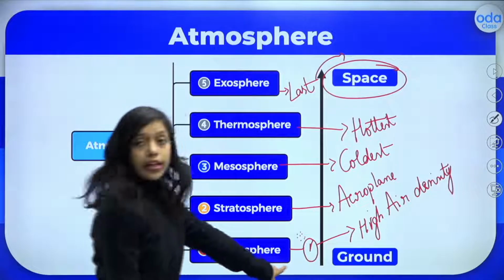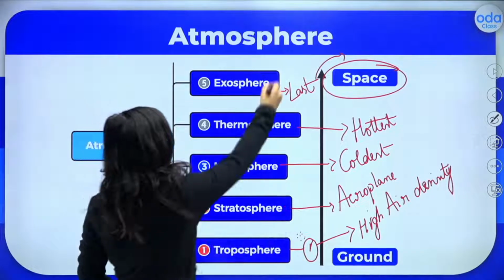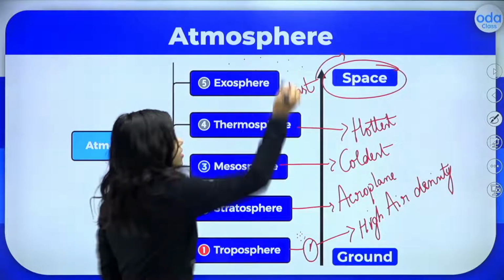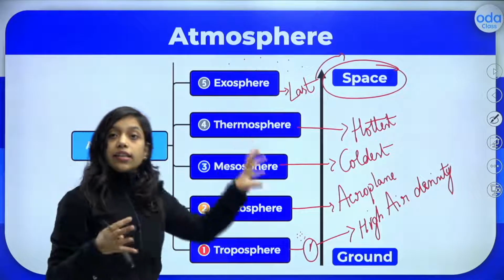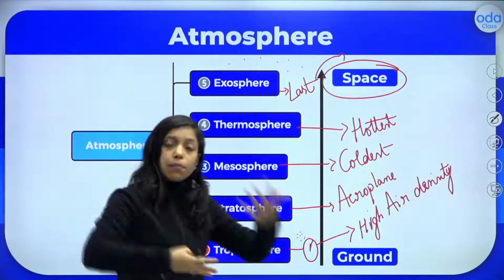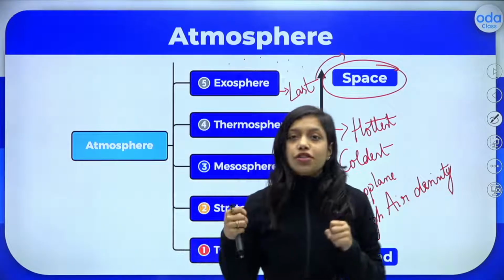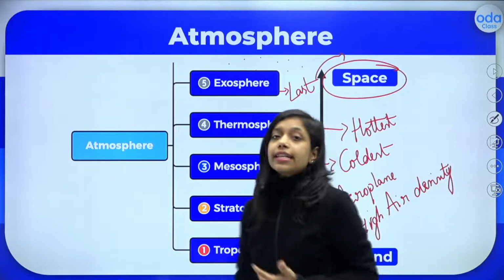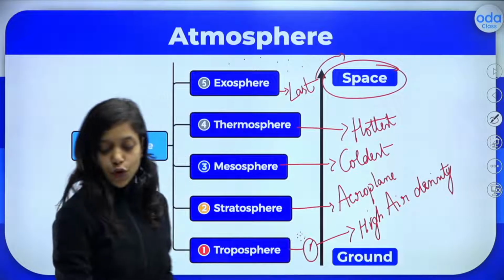Here, air density is very high. As you go up, what happens? Air density is less, very less. Air particles are very less, and that is why the mountaineers, the people who climb the mountains, carry oxygen cylinders, because as you move up from the earth's surface, the air density will decrease. I hope it is clear to all of you.